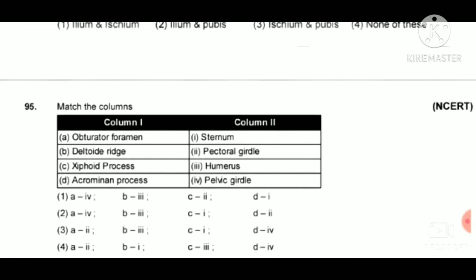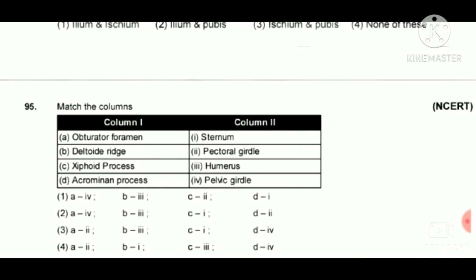This is also match the column. First is obturator foramen, second deltoid ridge, third xiphoid process, and fourth acromion process. First is obturator foramen, it is found in the pelvic girdle, so A matches with the fourth. Next is deltoid ridge, it is associated with the humerus, so B with the third.